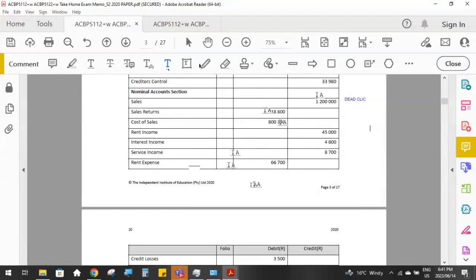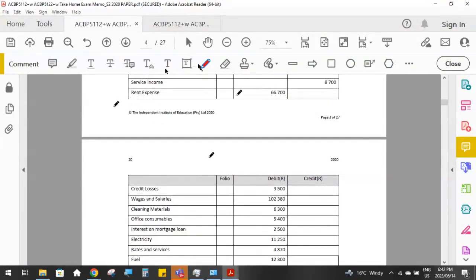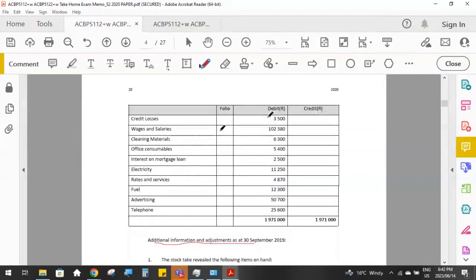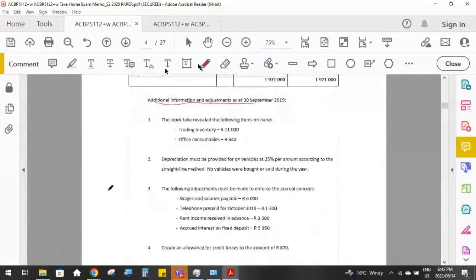So we've got sales and sales returns. We've got cost of sales. And then on the right-hand side, other types of income besides sales, we've got rent income, interest income, and service income. And then our other expense accounts are rent expense, credit losses, wages, cleaning materials, office consumables, interest that we paid on our mortgage loan, electricity, rates and services, fuel, advertising, and telephone. And take note here that our pre-adjustment trial balance was also in balance. Debits equal the credits.